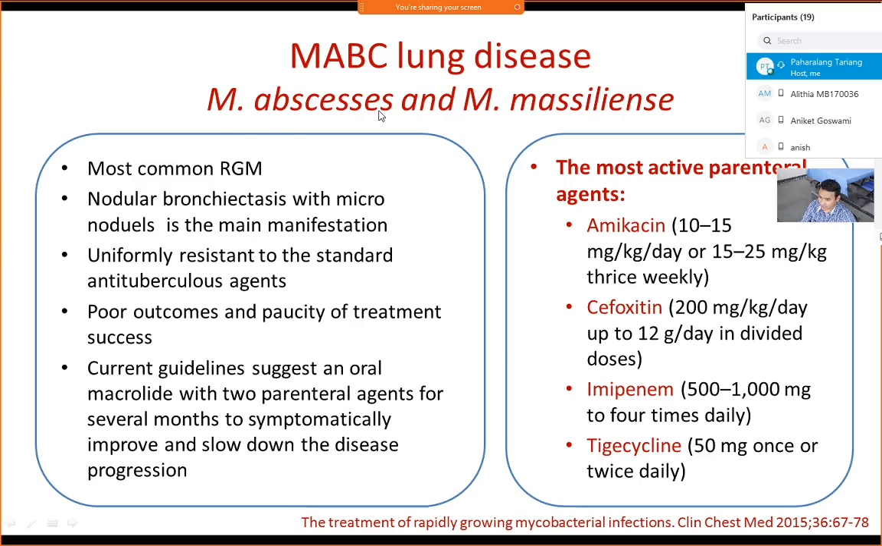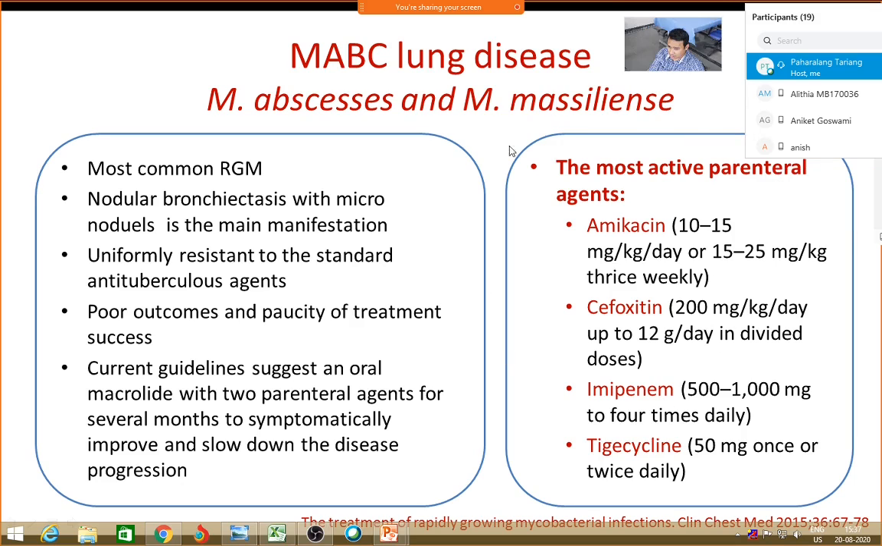Okay, so Mycobacterium abscessus and Mycobacterium massiliense are the most common rapid growing mycobacteria. They usually present with nodular bronchiectasis. Okay, they have poor outcomes and there is a paucity of treatment. They are very resistant to treatment.